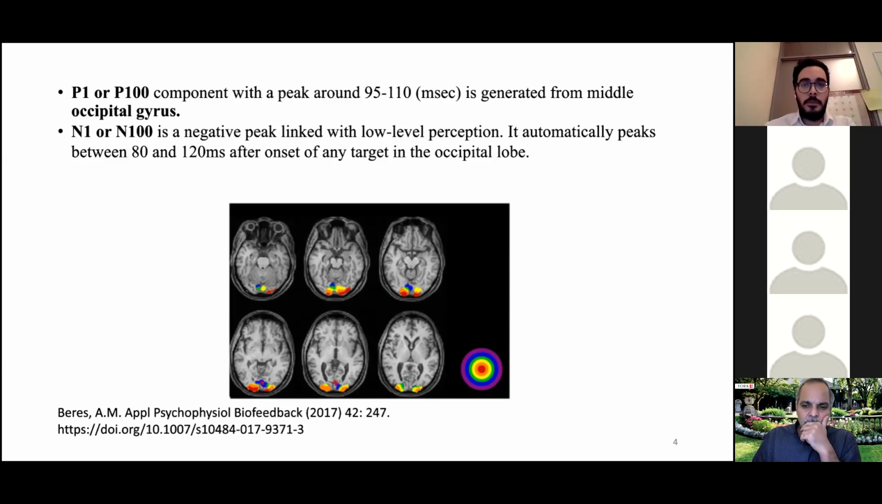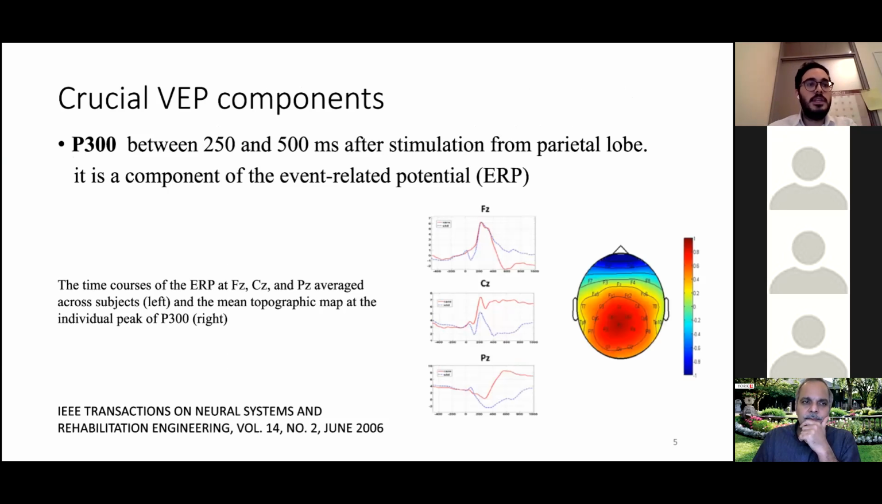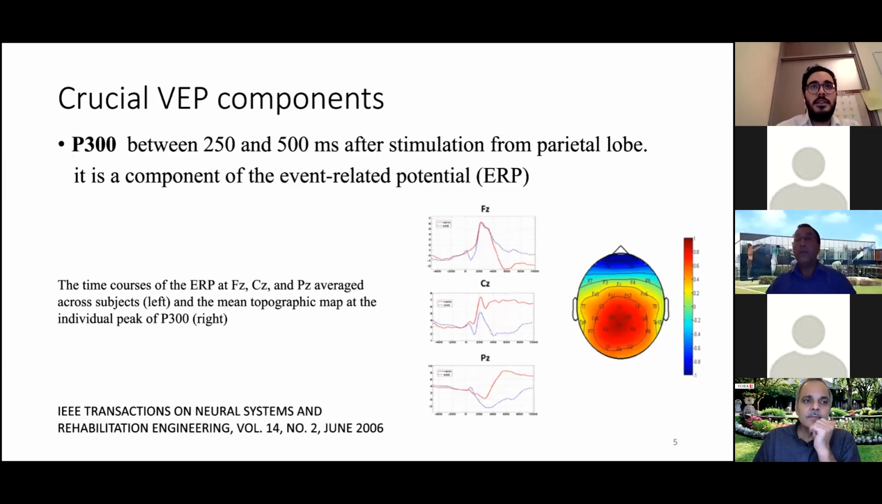Another crucial VEP component is P300, which is a positive-going deflection in the EEG signal that occurs between 250 and 500 milliseconds after a stimulus onset. It usually occurs in the parietal lobe. This feature is more related to the perception mechanism of a visual object. And here in the right figure, we see the mean topographic map at the individual peak of P300.